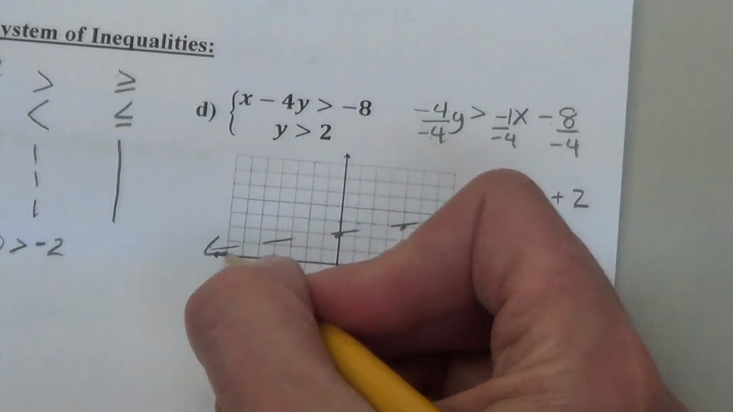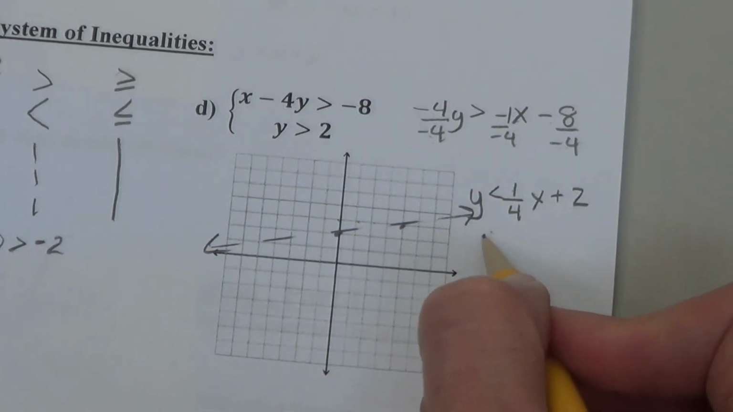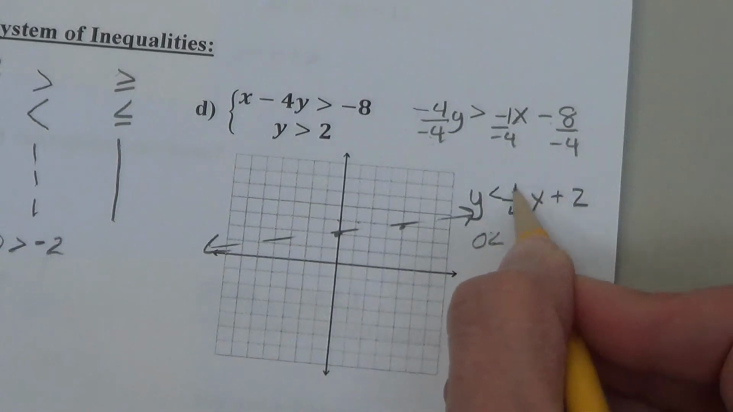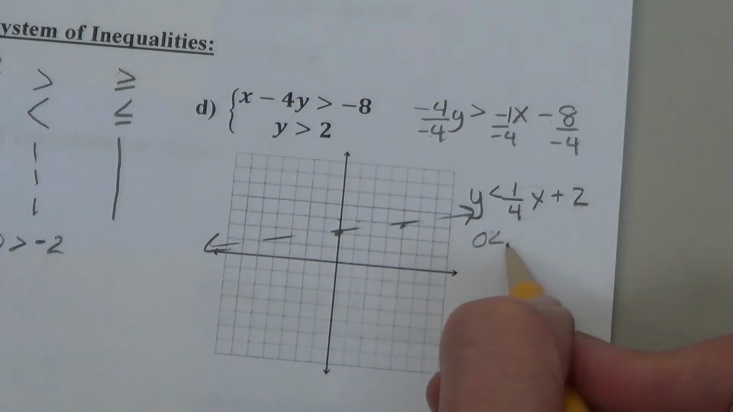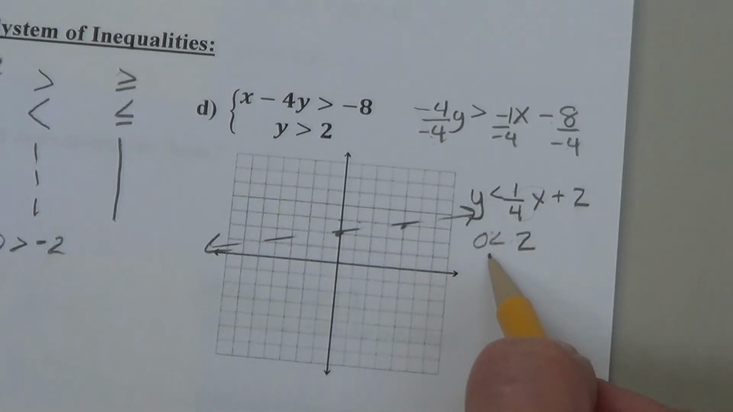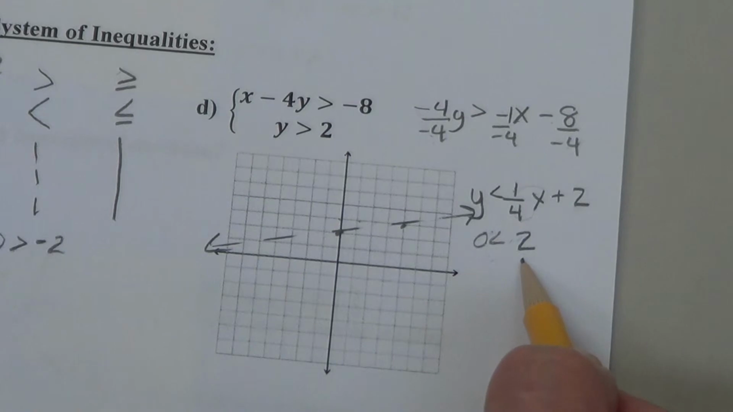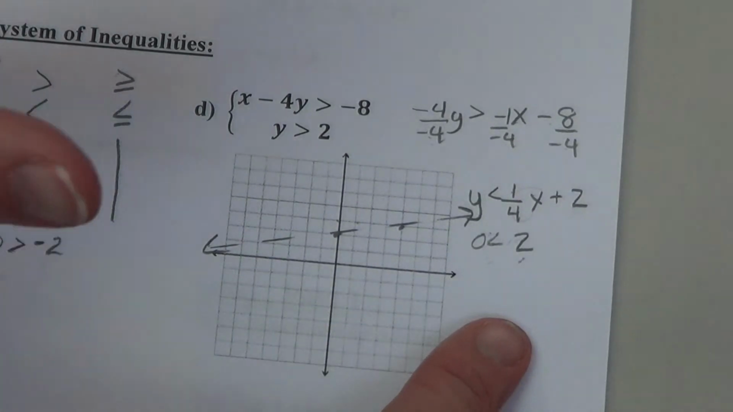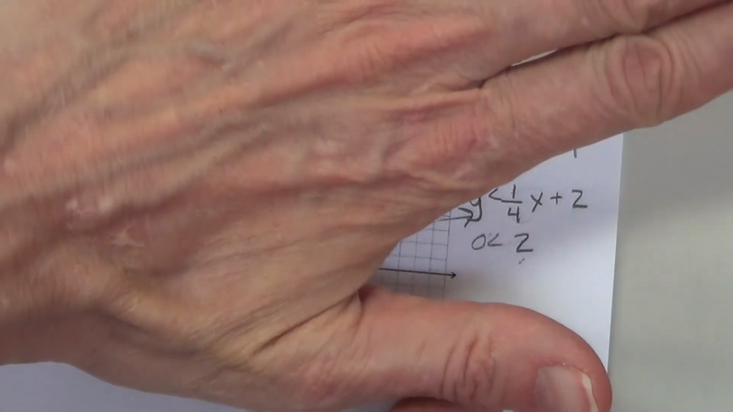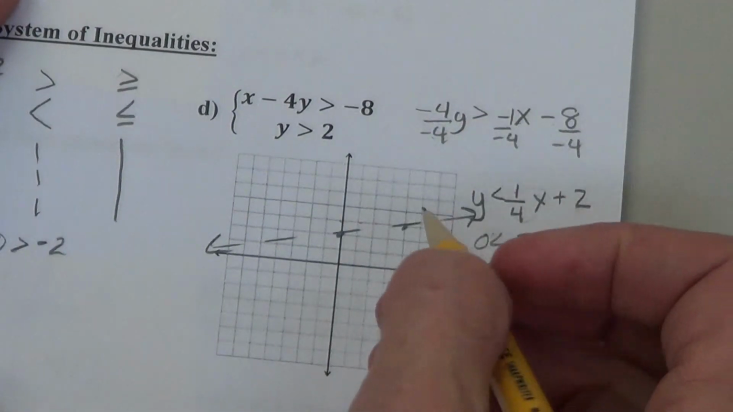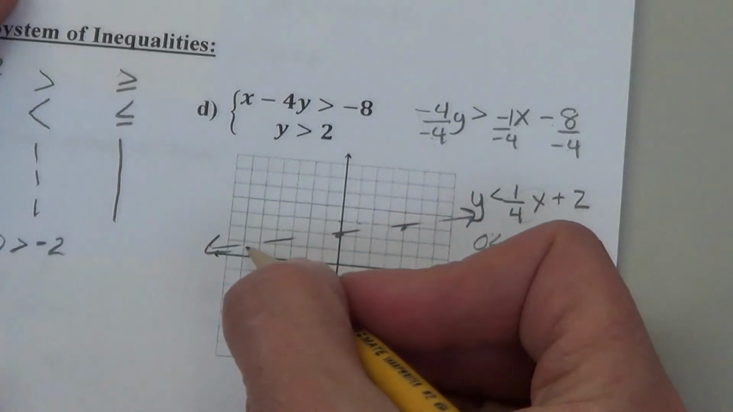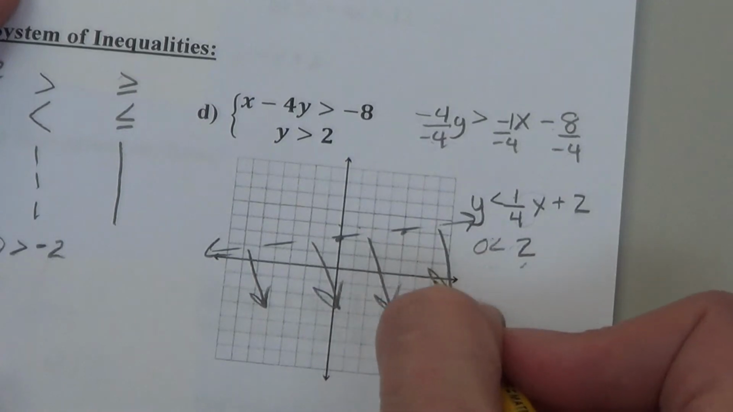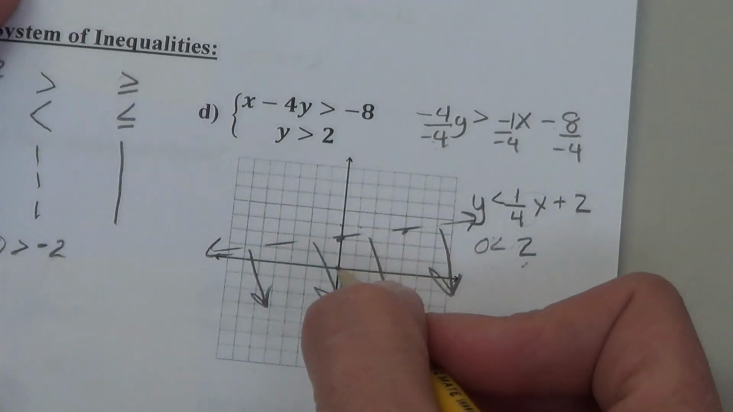Now we ask ourselves, will 0, 0 be true? 0 for y, 0 for x would be 0 times 1/4 is 0 plus 2. Is it true that 0 is less than 2? And if you get confused on less than or greater than, remember less than always fits in your left hand. Okay. 0 is less than 2, so we do shade towards the 0, 0 point right there at the origin.